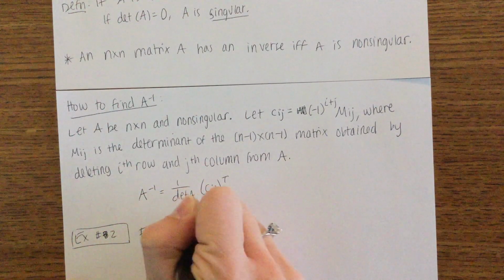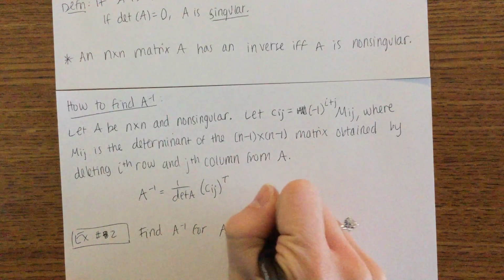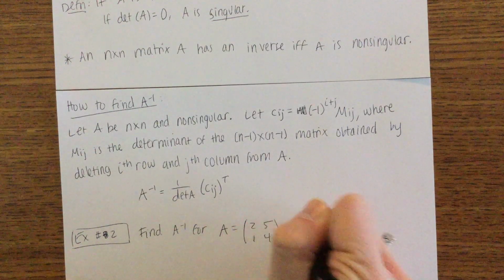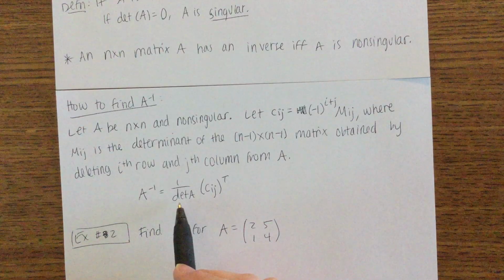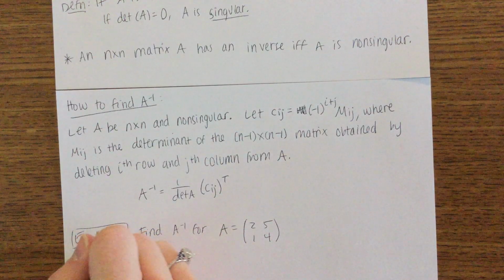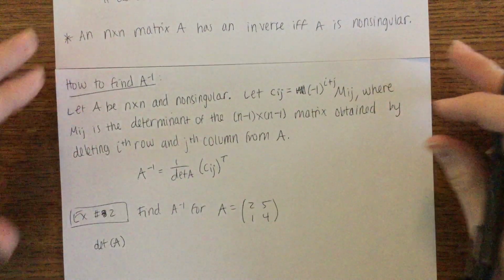Okay, we are going to find the inverse for matrix A, which is the square matrix 2, 5, 1, 4. Before we even start messing with the C's, we're going to need the determinant of A. So let's start with that. How do you find the determinant of a 2 by 2 matrix?